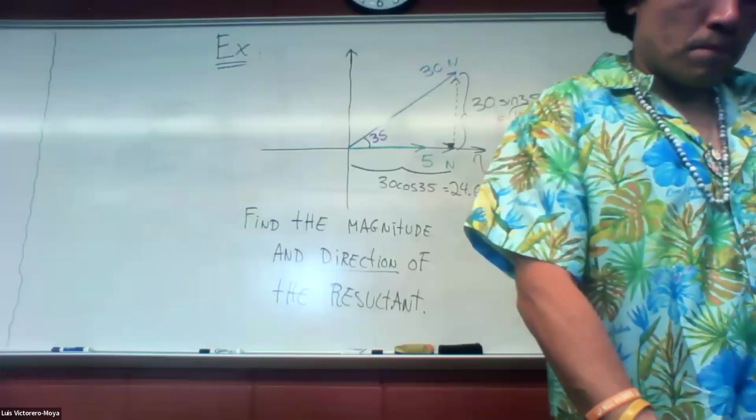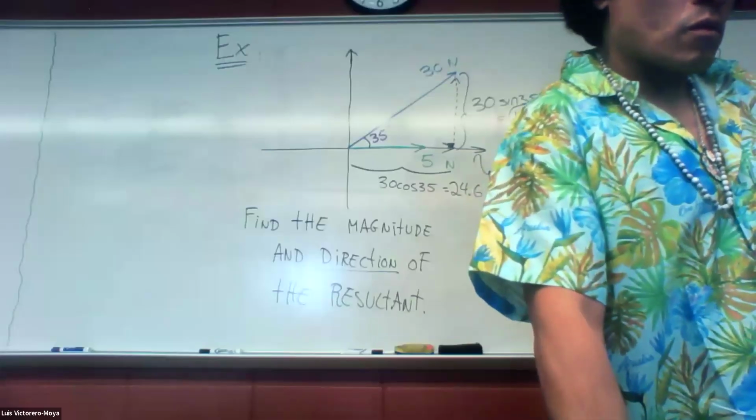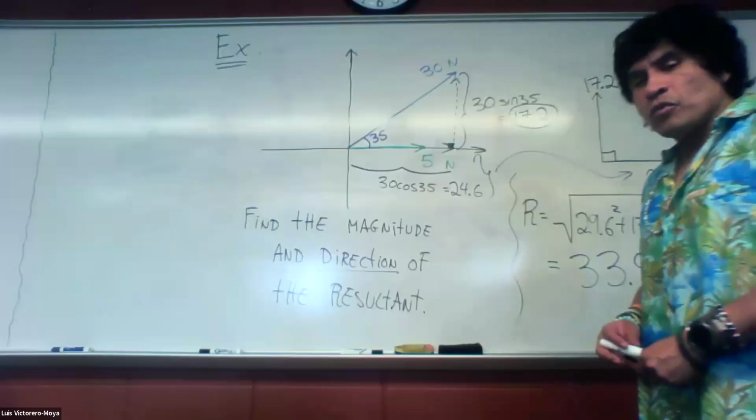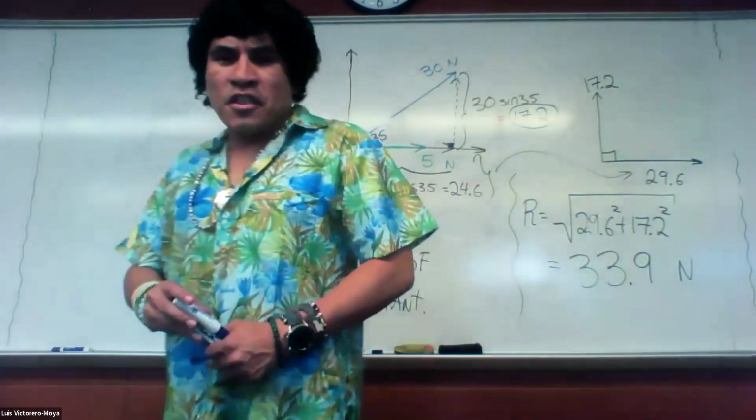And the direction, I found 34.96. It was a tan inverse of... Oh, hold up, I think I added it wrong. It will be 17.2 over 29.6, right? My bad. Hold up. 30.2. Is that what you guys got? 30.2 degrees? Yes, 30.2.